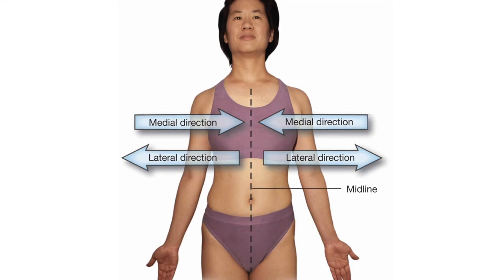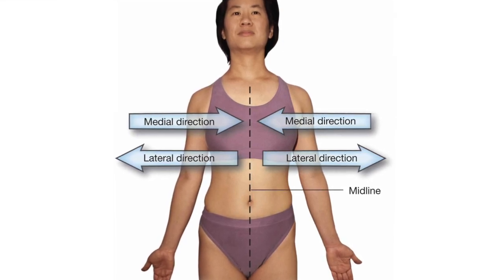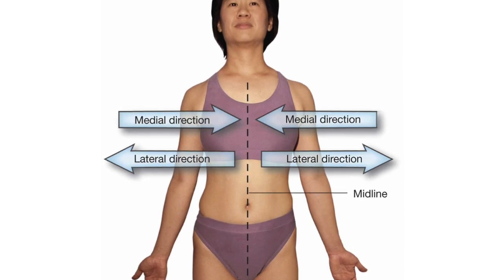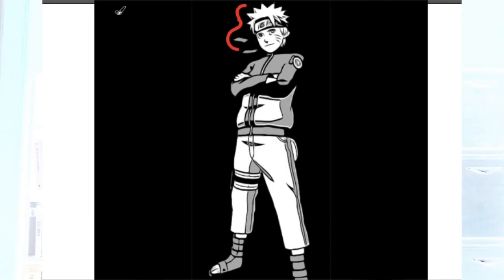Medial means towards the center plane of the body. Lateral means towards the sides of the body. Lateral, like lados in Spanish. These are a few words that refer to areas of the body.